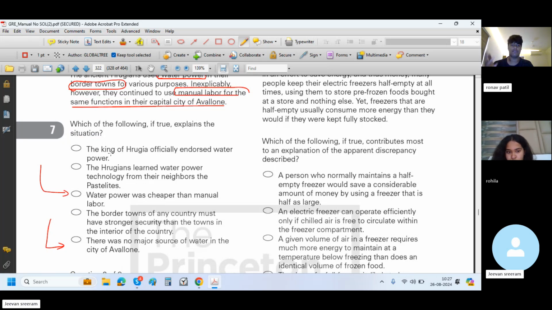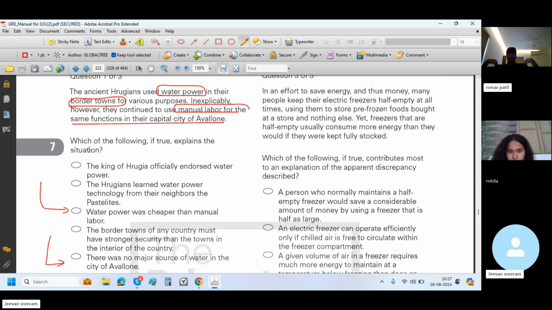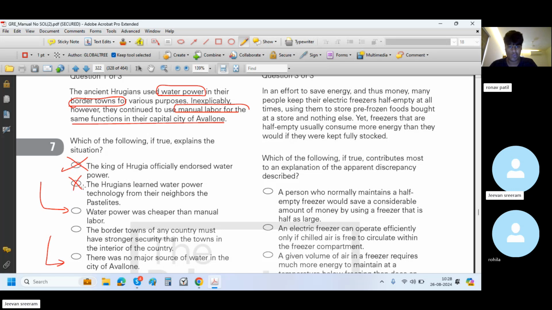The king officially endorsed water power. If he officially endorses it, he must support it, and he would have installed it throughout his kingdom, including the capital city. The Huygens learned water power technology from their neighbors. Even in this case, they must have followed it throughout the city. Something else must have happened for water power to be used only at the border towns. It must be a special reason, right?